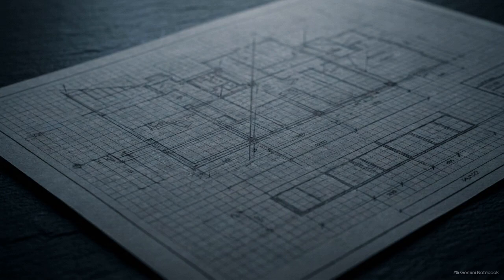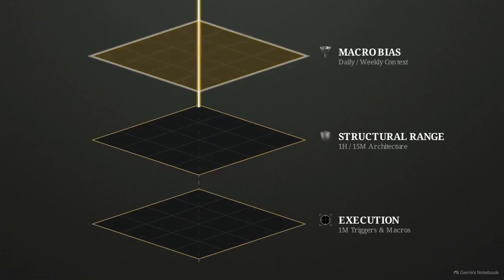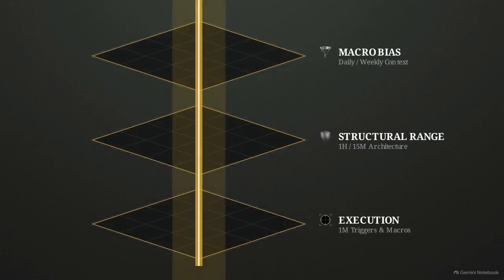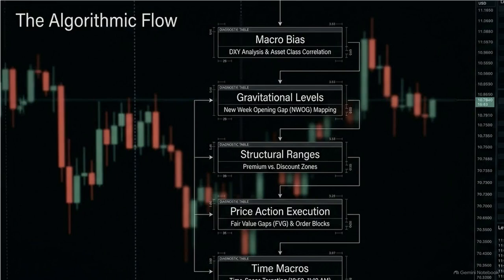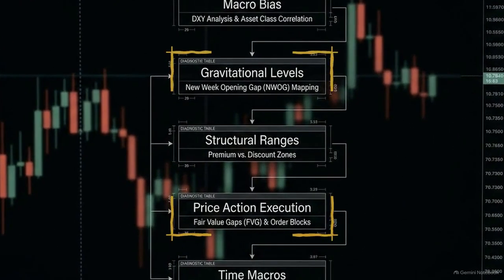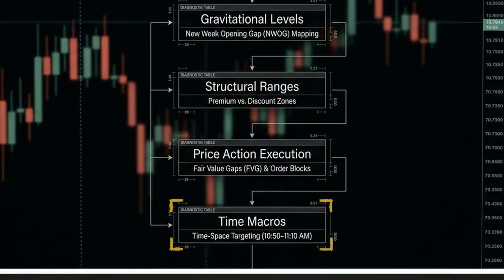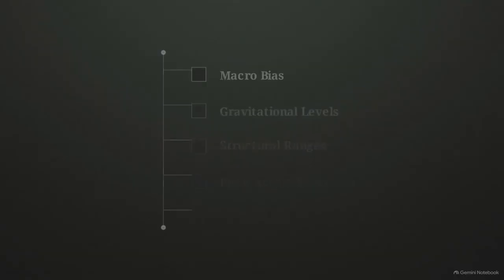The 2022 algorithmic model offers a specific defense against that noise. It operates as a strict top-down execution architecture, designed to force complete synchronization across multiple timeframes. Finding a hyper-precise entry on a 1-minute chart is entirely dependent on macro-level analysis that happens before the trading session even begins. This diagram illustrates the model's sequential 5-step analytical funnel. It starts at the absolute top with the global macro bias, filtering down through gravitational levels, structural ranges, and specific price action triggers, until it reaches the exact minute of execution in the time macros.